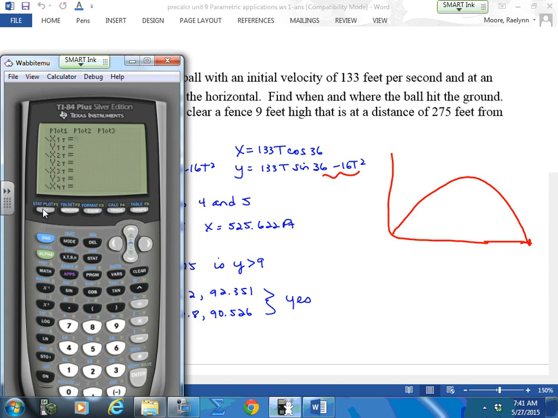Set your table 1 through 10 and look to see where your high is and where your low is. We'll do that as well. So you enter it. Don't forget the T. If you forget the T, it's not going to work. Make sure you get both of them in, both with the T.